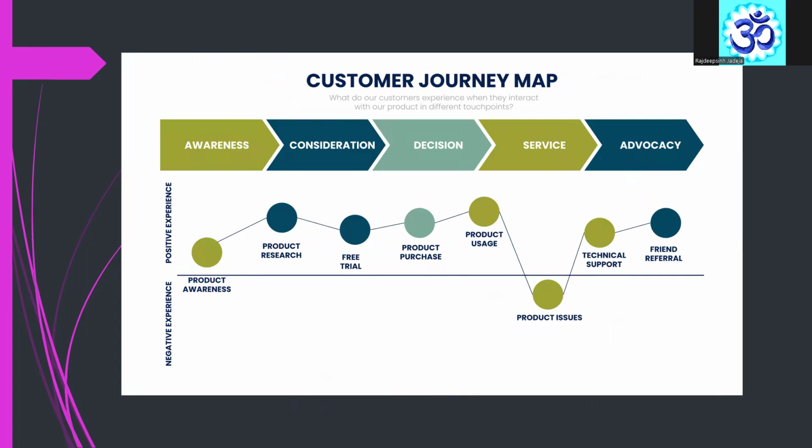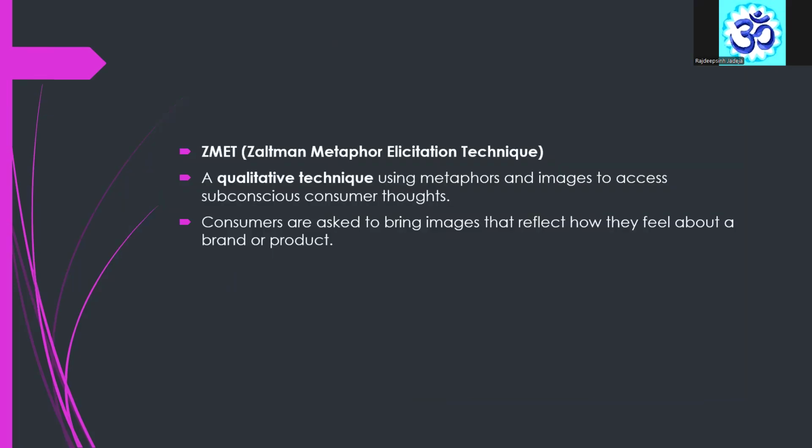In the decision stage, the consumer finally decides to buy a product or not. And if he or she buys, then in the service stage, it is the responsibility of a product owner or a service owner to provide post-purchase services. And the last one, the advocacy stage, is feedback or a friend referral. Okay, so this is a typical consumer journey map.